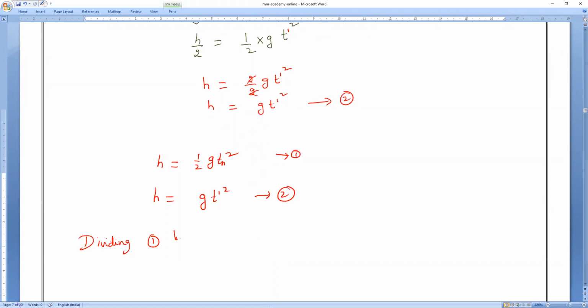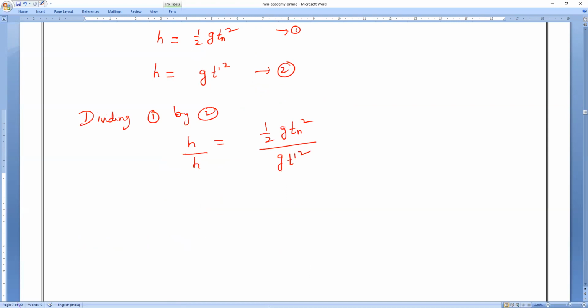So what is equation 1? h is equal to 1 by 2 into g tn square, divided by, again, h is equal to g t dash square. Am I right or wrong, everybody? Yes, sir. Everybody see that. So h and h will get cancelled. What will it come? 1 will come.